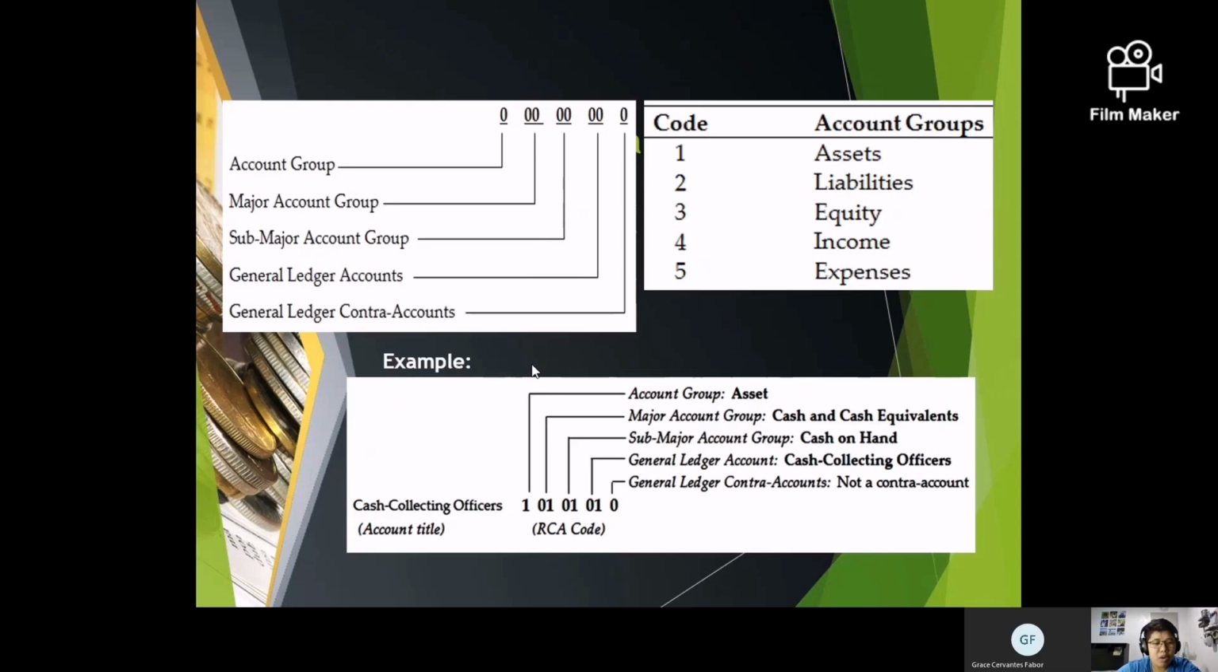Ano major account group ng cash collecting officer? Cash and cash equivalent. Sub-major account group niya is cash on hand. So, ano yung general ledger account? Cash collecting officer. 0 kasi it is not a contra account asset. Ay, tama. It is not a contra account asset. Yan. So, yan yung para sa RCA.